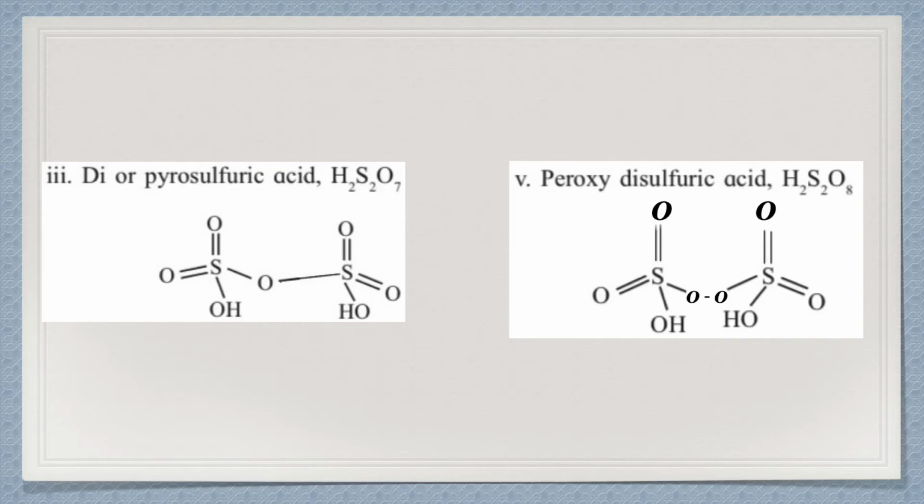Now as you can see, both the names over here, the first one is disulfuric acid. If you know that formula H2S2O7, then the structure of peroxy disulfuric acid will have one extra oxygen. So it will be H2S2O8. Hopefully it is clear. Now we will see the structure.